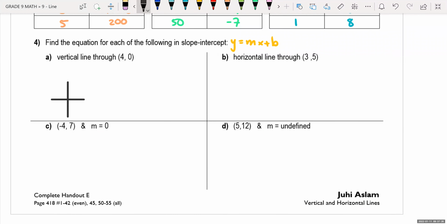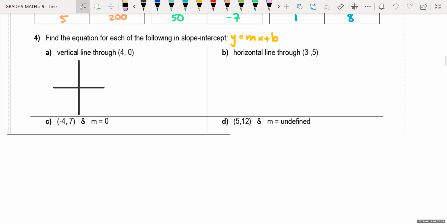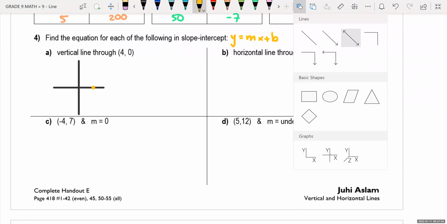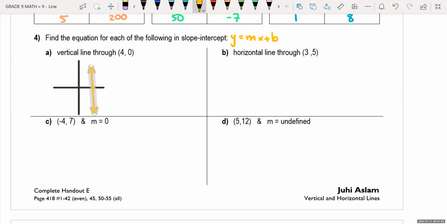So I'm just going to draw a teeny tiny little Cartesian plane here. So for this question, it says a vertical line that's going through 4, 0. So I'm just going to estimate where 4, 0 would be. I know 4 is somewhere here, and 0 means you're not going up or down. So it's really passing through this point right here, and it's a vertical line. So it's going to look like this.